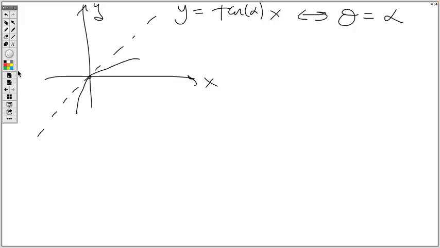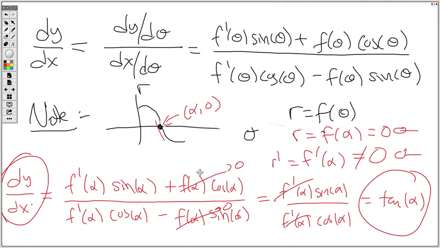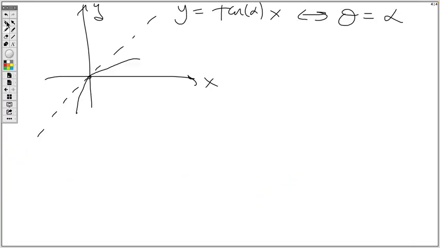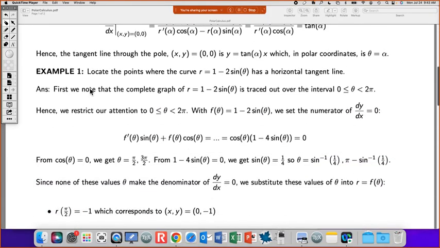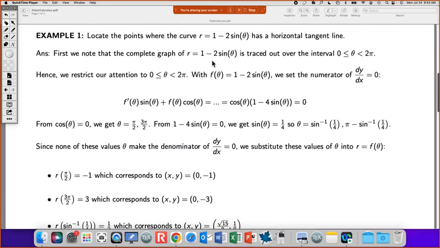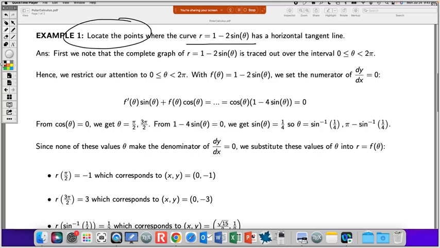So really, when they ask about tangent lines with polars, you just do the same thing you did when you had parametrics, except that's the formula you use to get dy/dx. You just plug in your theta values. So as an example, locate the points where the curve r equals 1 minus 2 sine theta has a horizontal tangent line. So we'll take a look at this curve here. r equals 1 minus 2 sine of theta.